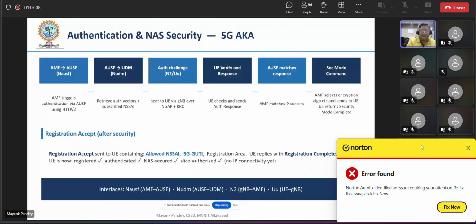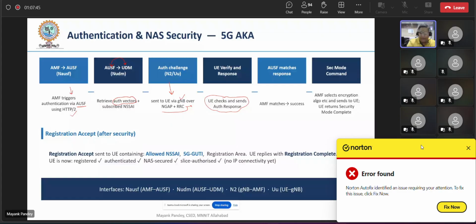The next step, same like 4G, we have to have authentication, obviously via network function AUSF using HTTP2. AUSF will talk with UDM. There it used to talk with the HSS to get the authentication vectors. The challenge is sent to UE via G-Node B over NGAP plus RRC, radio resource control. UE checks and sends the authentication response.